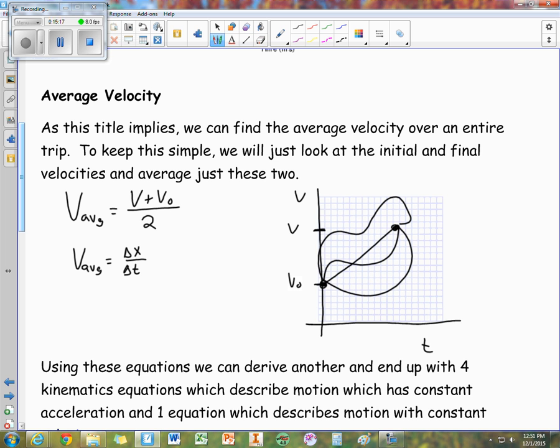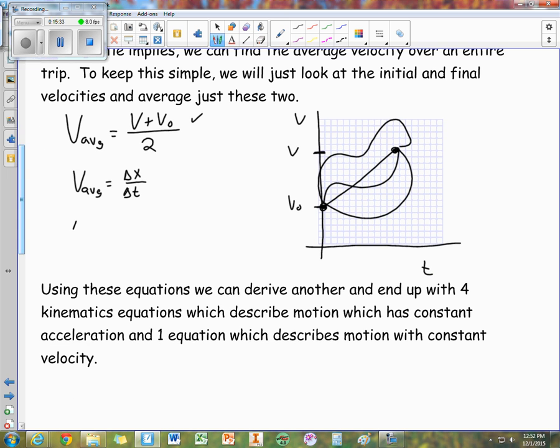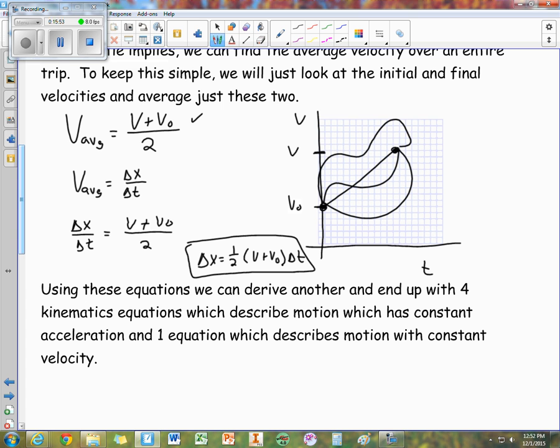Because if the velocity is constant, if the velocity is unchanging, you're looking at this equation up here. If v naught is equal to v, you would just get 2v divided by 2, which equals v. So we can do a little bit of algebra with this. So if I do that, I'll leave it up to you, but here's what you should get. An equation that we've already seen before. So as an exercise, go from here to here.